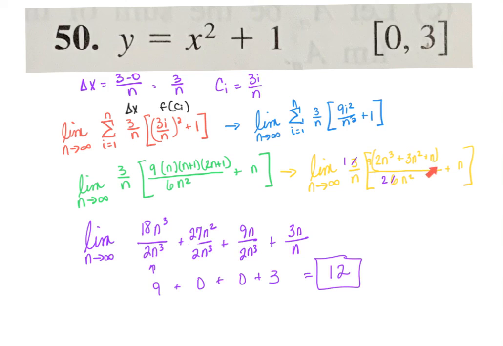So I distributed my 9, which is where I got my 18, my 27, and my 9. I reduced the 3 and the 6, so that's why my 2's all went on bottom. But I did have this n and n squared, so these all became n cubed. And then I also distributed the 3n to the n, so I got 3n over n. And here I just went straight to my limit, okay? These have the same degree, so it's 18 over 2, which gave me a 9. Denominator's bigger, 0.